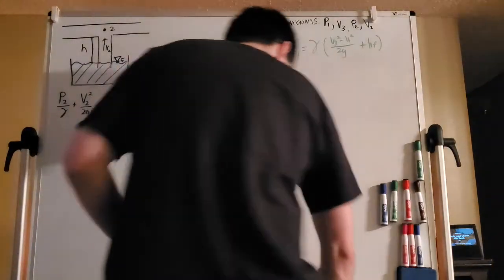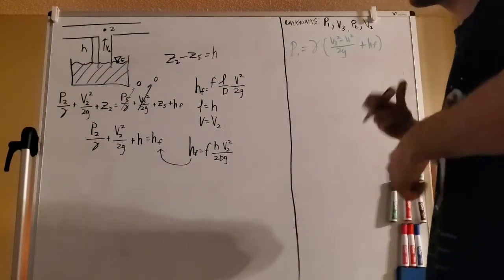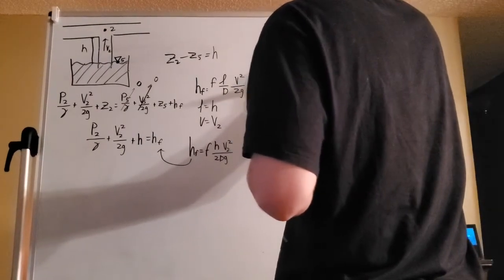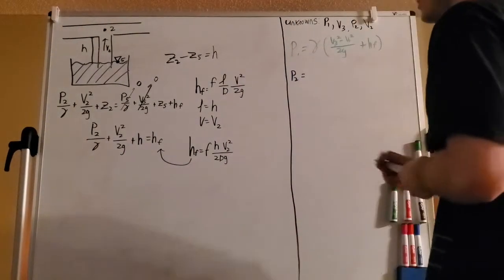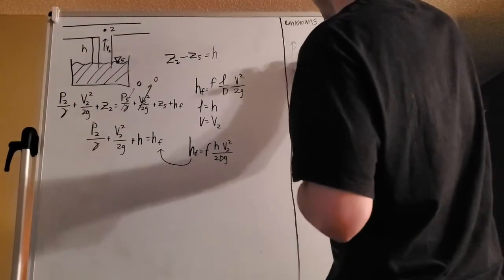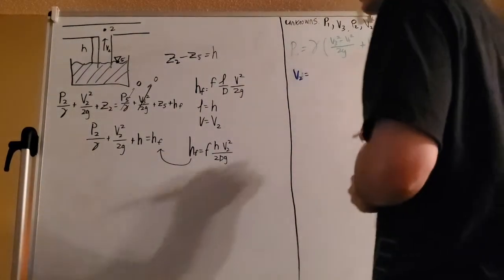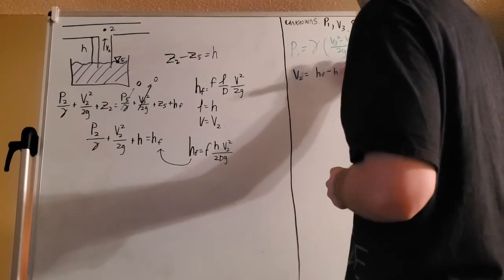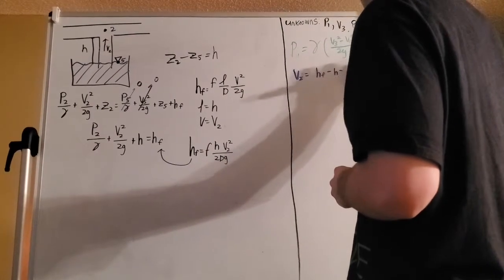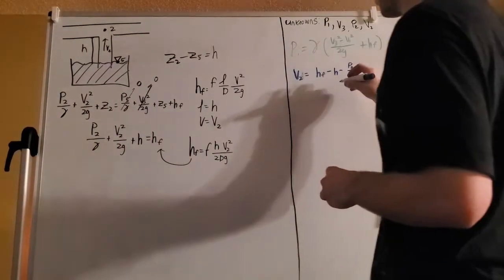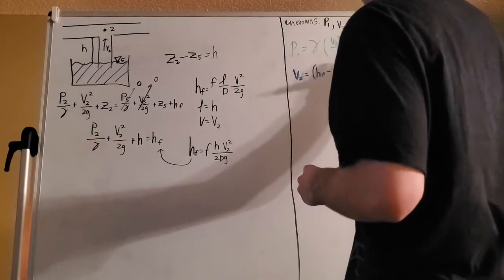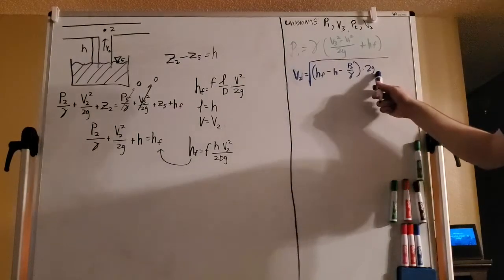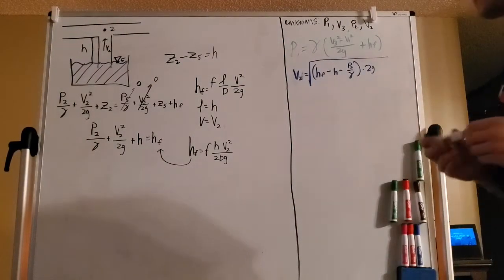So if we write out what this equation is actually going to look like, it is going to be V2 equals the square root of (hf minus h minus P2 over gamma), all of that multiplied by 2g. Okay, so that is the second equation that we use to solve our system of equations.